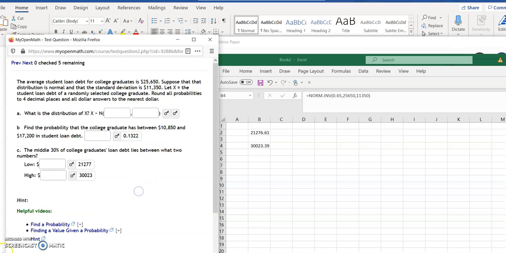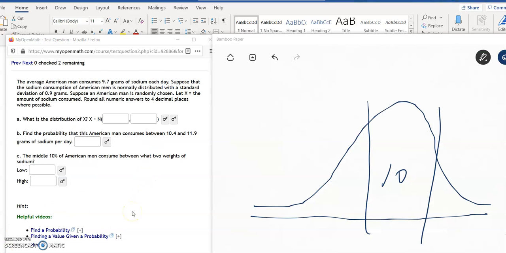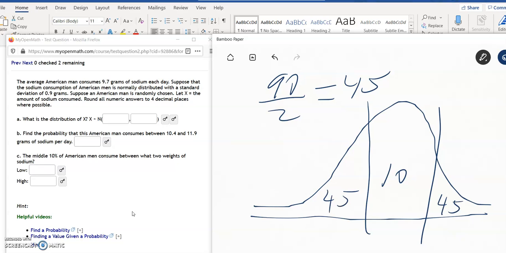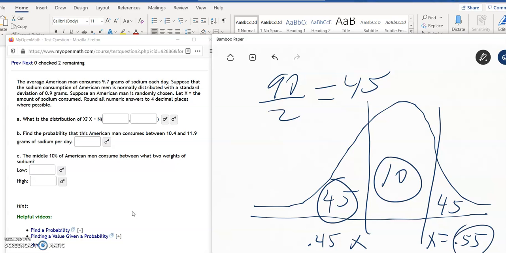We'll do one more middle for extra practice. If I have the middle 10%, that means I have 90 left over, and then divide by 2. So I get 45 on each side. 45 plus 45 is 90, plus 10 is 100. So for this x value, I'm going to use 0.45, and for this x value, I'm going to use 0.55, basically this plus this.